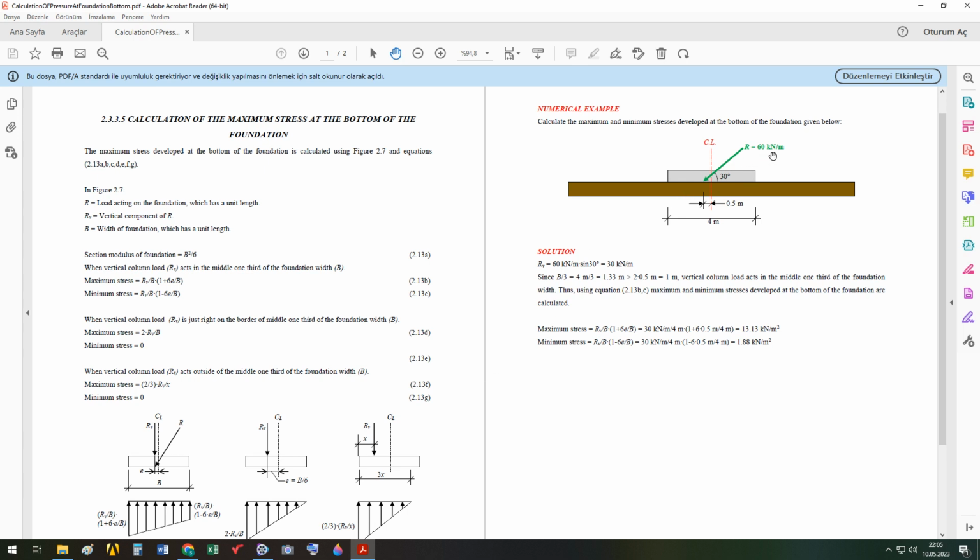Here, R is given as 60 kilonewton per meter. And very easy calculation here. You understand that the magnitude of the vertical component of the R is 30 kilonewton per meter. The width of the 1/3 of the foundation width is B over 3, which is 4 meters divided by 3, results in 1.33 meters.